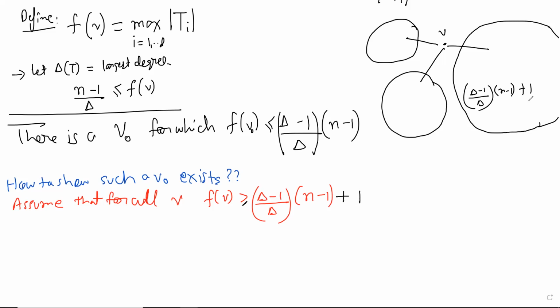So if that is not true, then for every vertex it happens that the largest component is bigger than (delta minus 1) by delta times (n minus 1). Note that this result is not very useful when delta becomes big, because then this kind of goes to 1. So this result is not useful there. It's useful for special kinds of graphs like tessellations or tilings where every vertex is degree 4 or so, those kinds of things, grids.